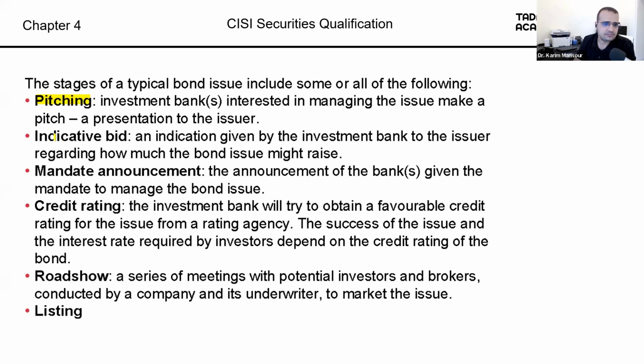And then there's something called the indicative bid. This is where the investment bank gives you, the issuer, how much the bond issue might raise. It's part of their pitch to you, saying, okay, look, how much do you want to raise? 100 million through debt? I don't think the market is capable of that. I think you can raise maximum 50 million. And then all of these investment banks, after they've done their pitch and their bid, you announce the investment bank that you have chosen to help you with the issuance of that bond.